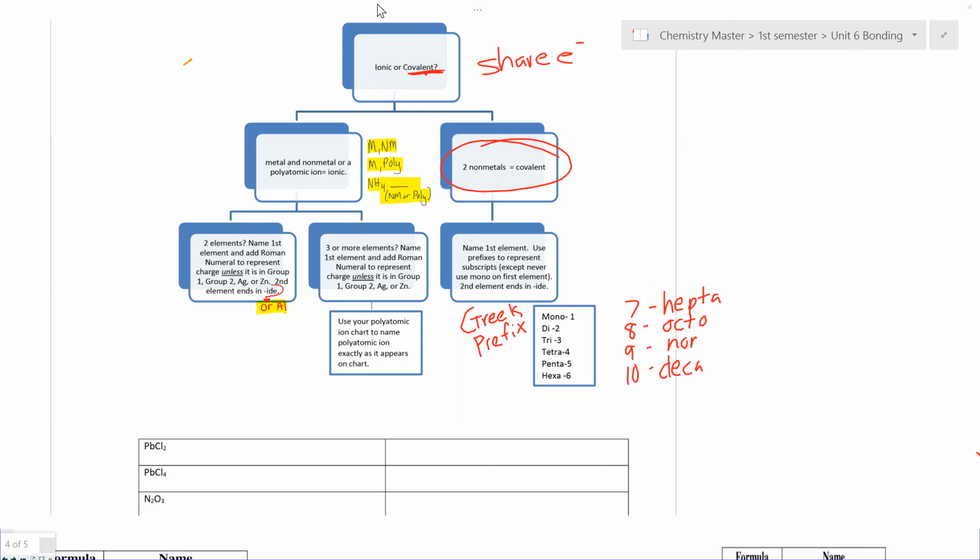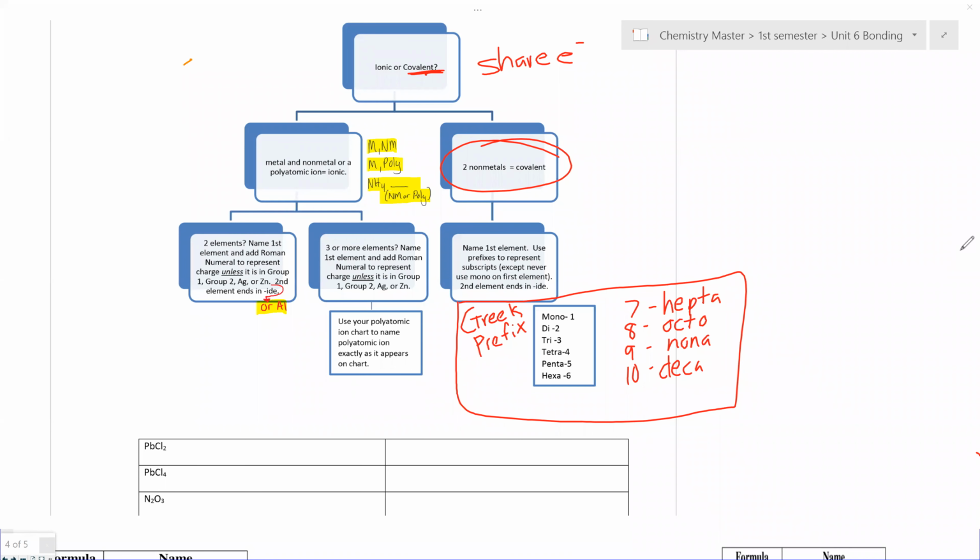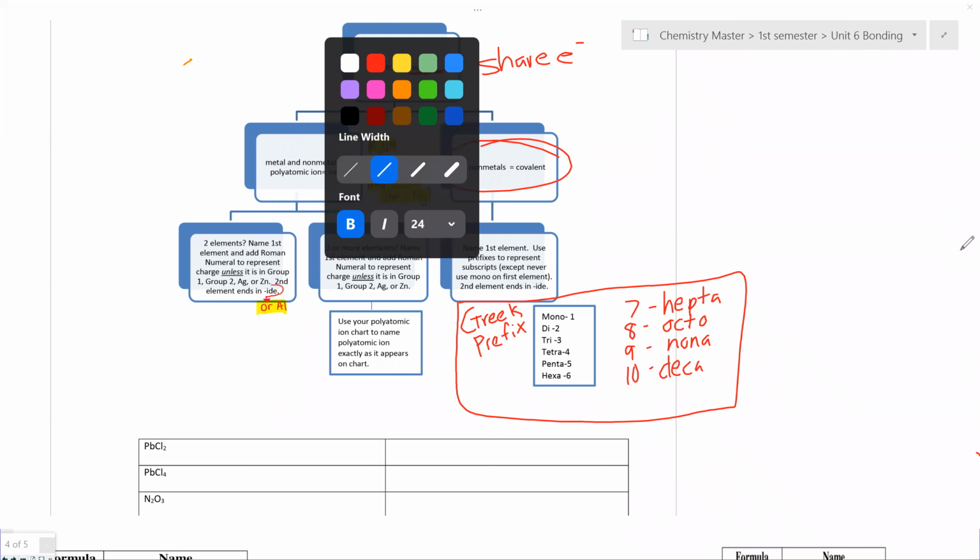You do need to know these prefixes. So if you do not have them written down, take a second, go ahead and write those down for me. I'll give you about a minute or 2. All right, so now we've got your Greek prefixes. Let's start with something that you guys probably already know, and then we'll work through these rules.